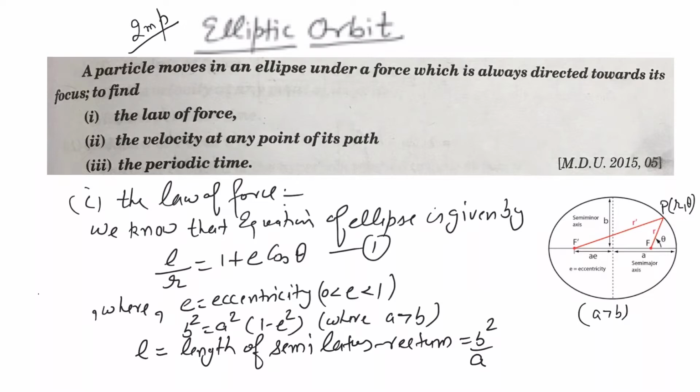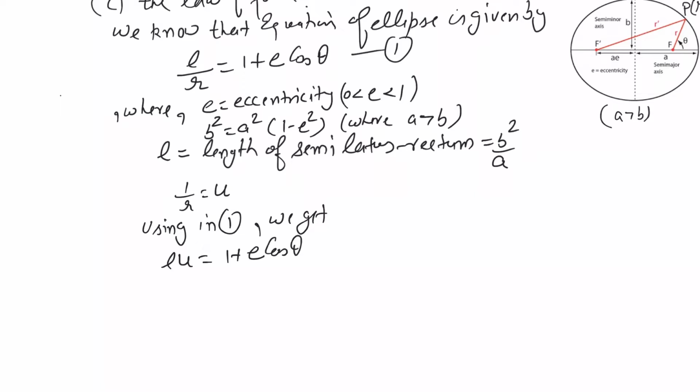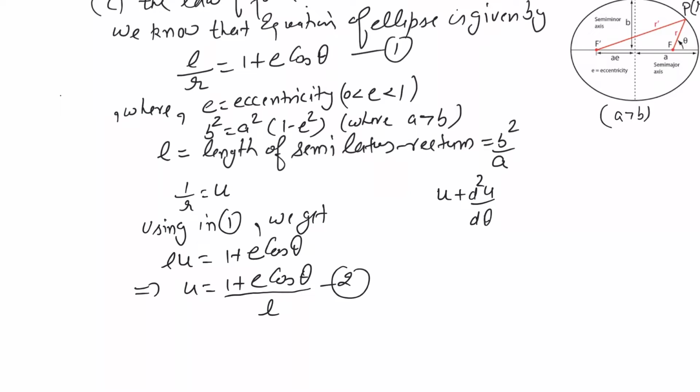Now we move further, and in the earlier articles we have supposed that 1 by R is equal to U. Using this in equation number 1, we get LU is equal to 1 plus E cos theta. This implies that U is equal to (1 plus E cos theta) by L, named as equation number 2. And we know the differential equation of a central orbit in polar form is given by U plus d square U by d theta square is equal to F by H square U square. You may name it as equation number 3. We will be using this equation.